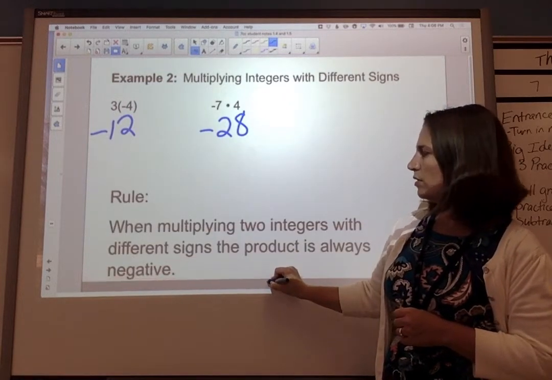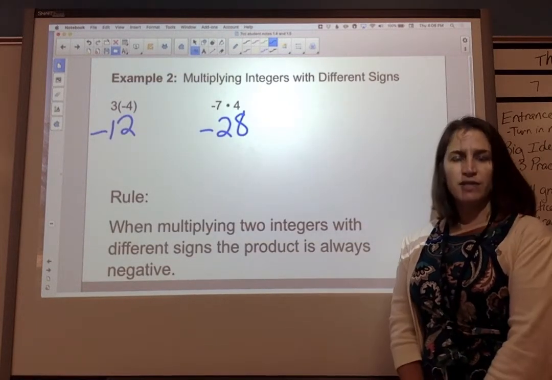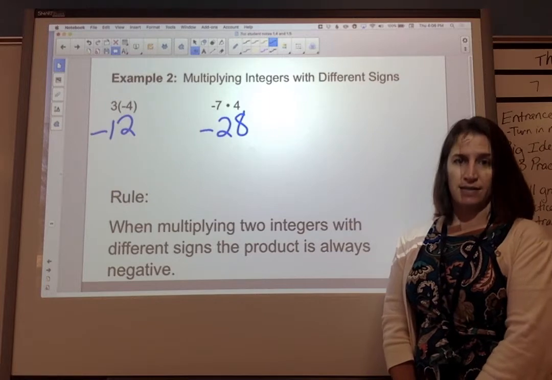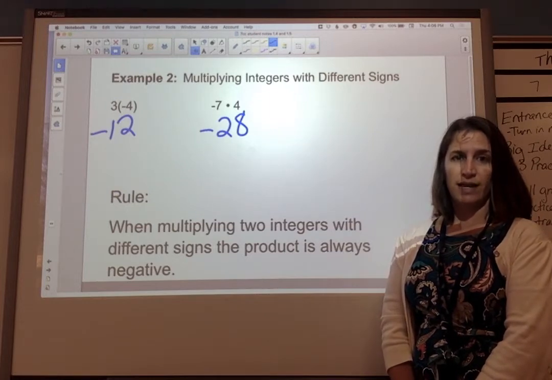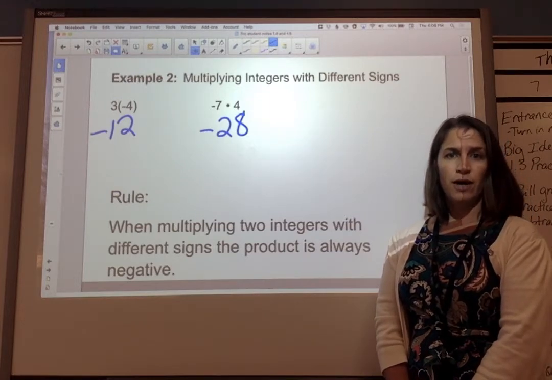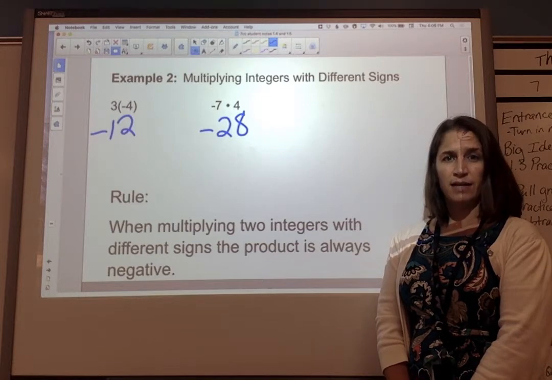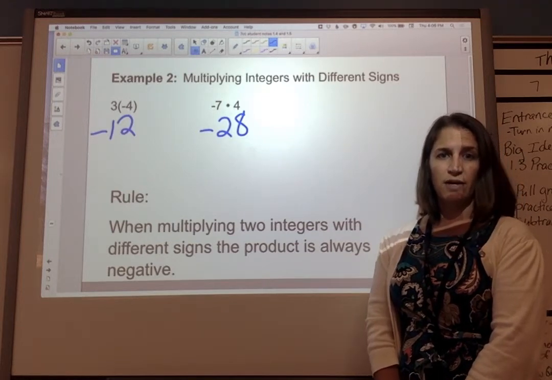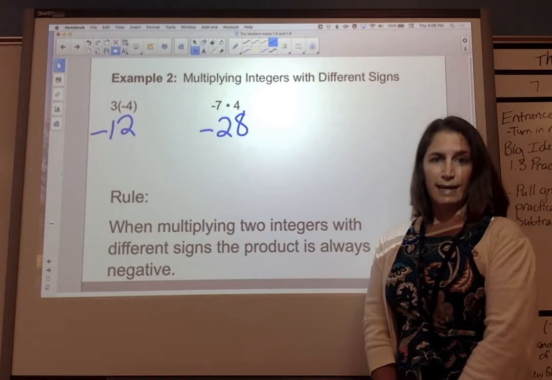So our rule is that when multiplying two integers with different signs, the product is always negative. Whether it's a positive times a negative or a negative times a positive, those would both result in a negative product.